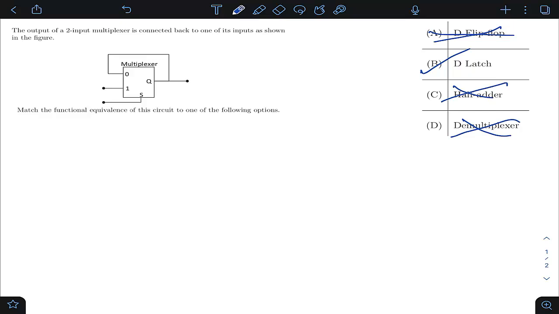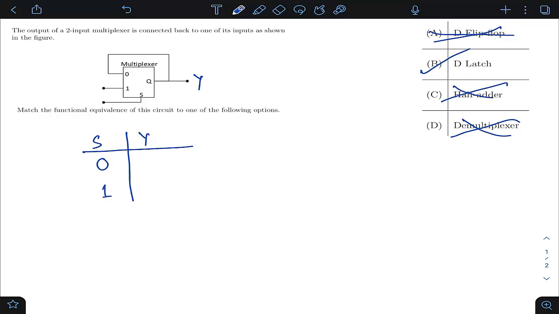But let us understand how this is a D latch. What is the property of a D latch? In a D latch, whatever is present at the input, whenever the enable signal is activated, the same thing will be transmitted to the output. So here, let us make a table, and from the table we can see. This is your S values. S can take two possible values, it can take the value 0, it can take the value 1. And let me call this Y.